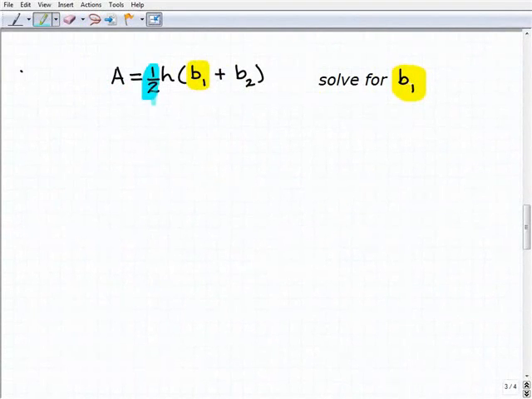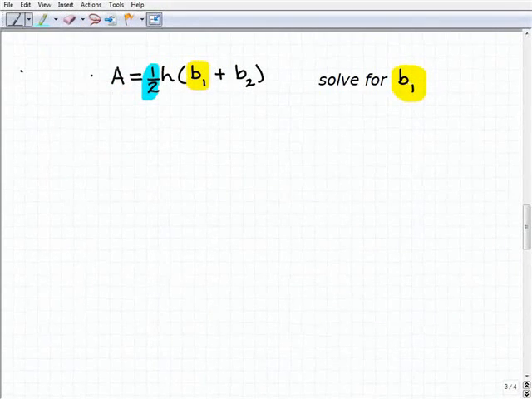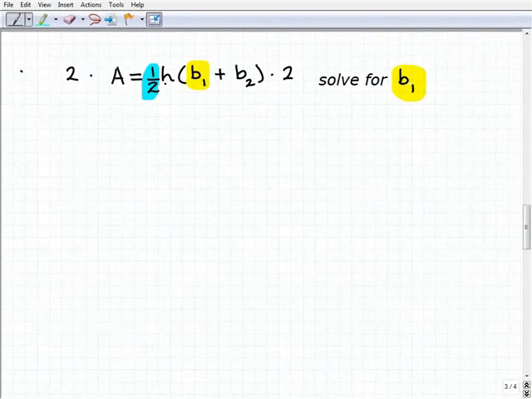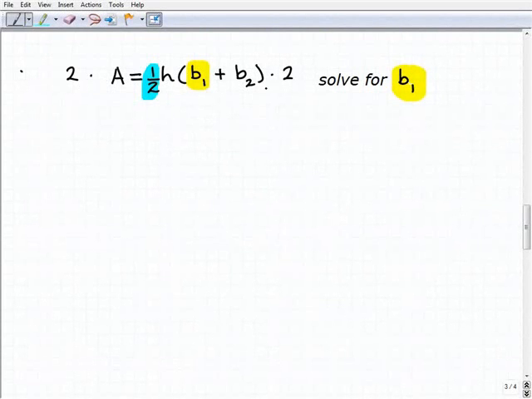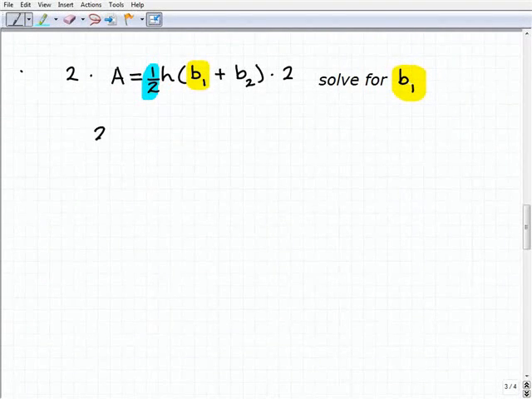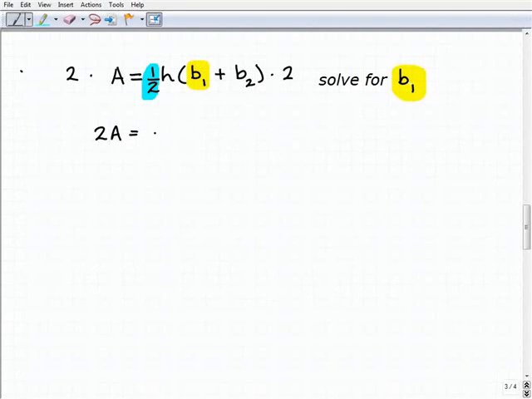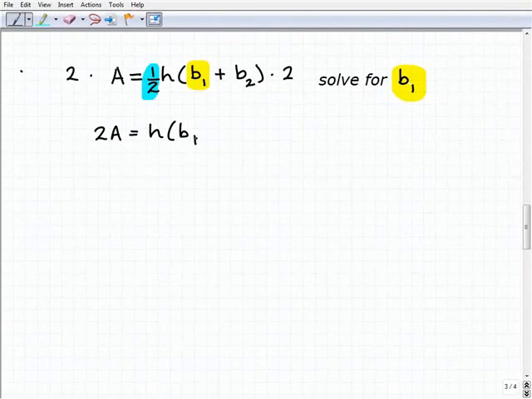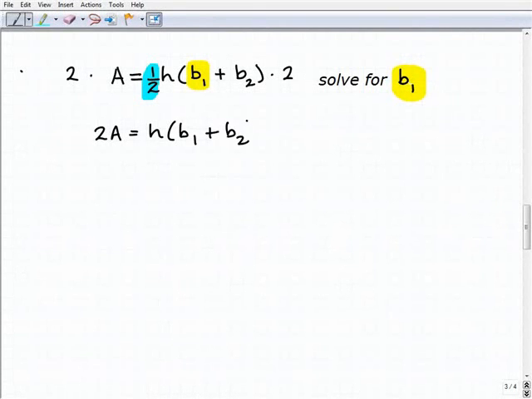The first thing I like to do is always get rid of the fractions. If I see a fraction like a 1/2 here, I like to just get rid of it when I'm solving equations. So I'm going to multiply both sides of the equation by 2. This 2 times this 1/2 will get rid of that fraction. Because if I multiply the right-hand side by 2, then I have to multiply the left-hand side by 2. So this will be 2a equals h, because the 1/2 goes away, times b1 plus b2. Okay, so here's our b1.